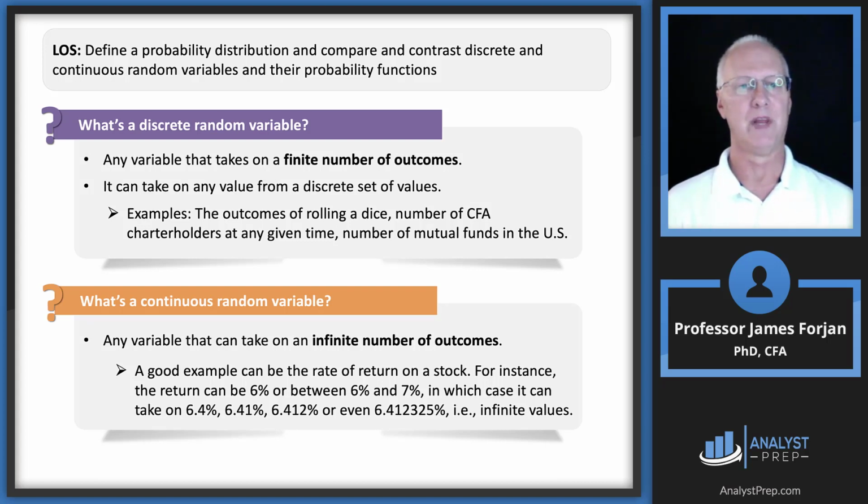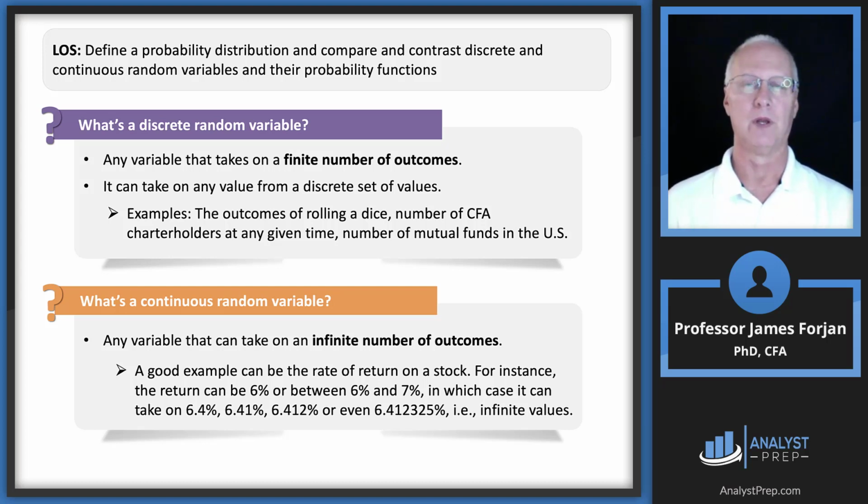A couple of good definitions. A discrete random variable can take on a finite number of outcomes. Look at some of the examples. We just talked about the rolling of a dice, number of CFA charter holders, number of mutual funds in the U.S., number of foul shots that Steph Curry makes in any basketball game, number of touchdown passes that Patrick Mahomes throws in any given game or a season.